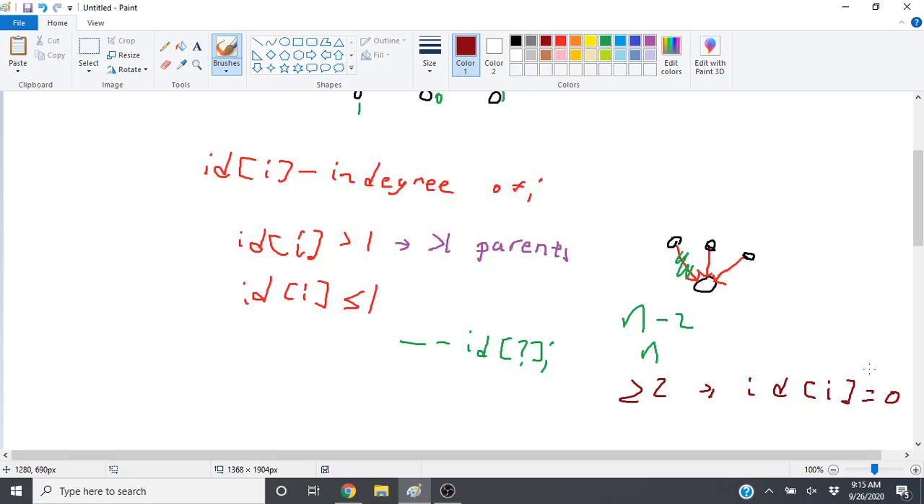Because we just don't have enough values to make it so everything's at least 1. We only have n minus 2 values to distribute among n nodes, and in that case, like, we just can't fill all of them.